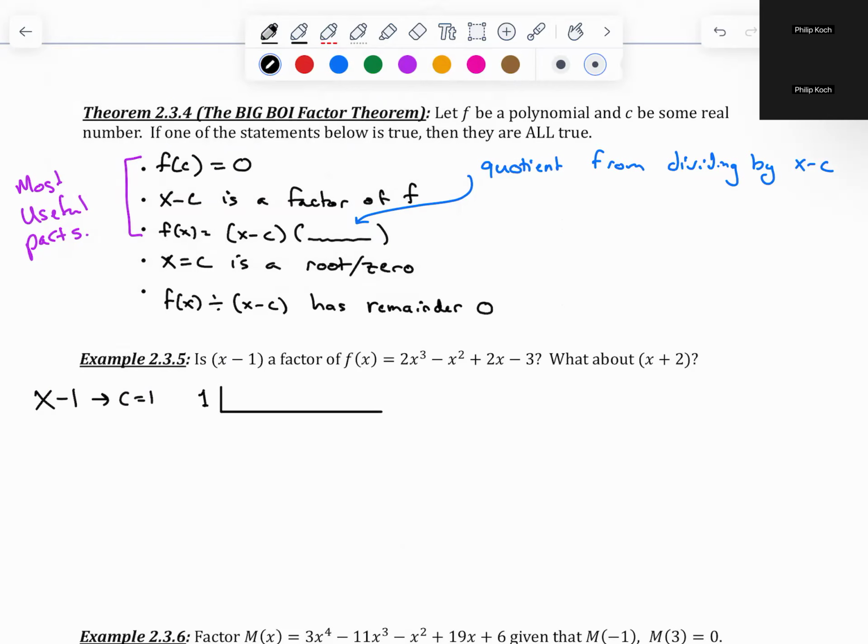So I'll write it here: 2x cubed minus 1x squared plus 2x minus 3, and all powers of x are present. So we'll do the synthetic division. 1 times 2 is 2. Negative 1 plus 2 is 1. 1 times 1 is 1. 2 plus 1 is 3. 1 times 3 is 3. Negative 3 plus 3 is 0. So yes, this tells us that f of 1 equals 0. So it is a factor.